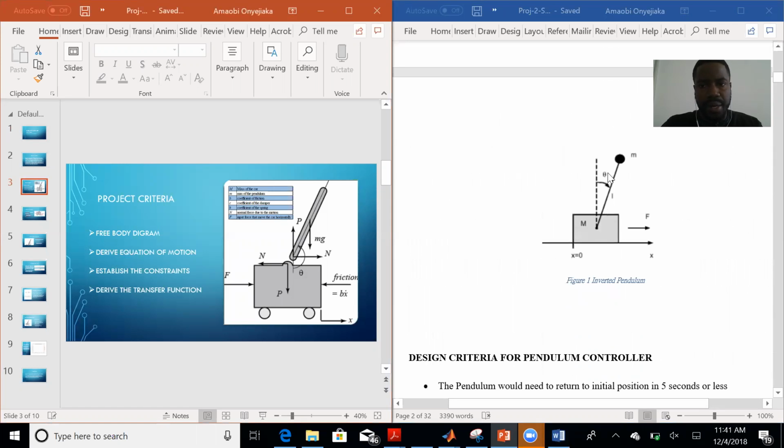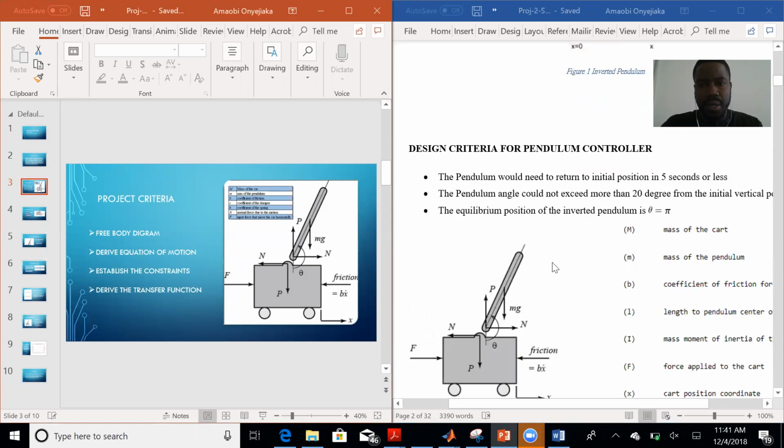This is another schematic of an inverted pendulum, and our specific criteria would be to have the pendulum return to its initial position in 5 seconds or less, have the pendulum angle not exceed more than 20 degrees from the initial position, and set the equilibrium position for the inverted pendulum at theta equals pi, which is standing straight up.